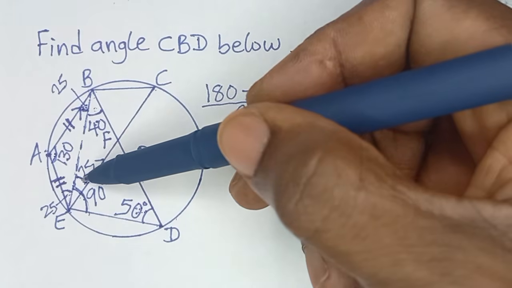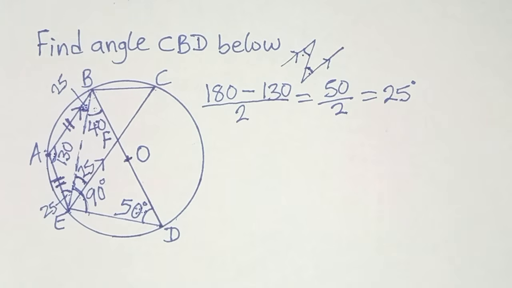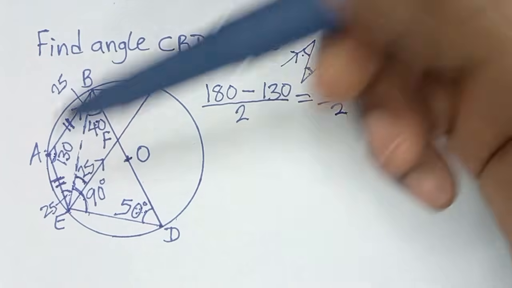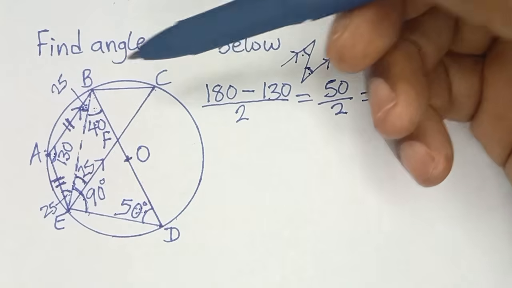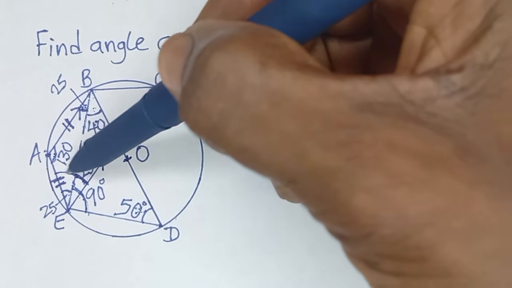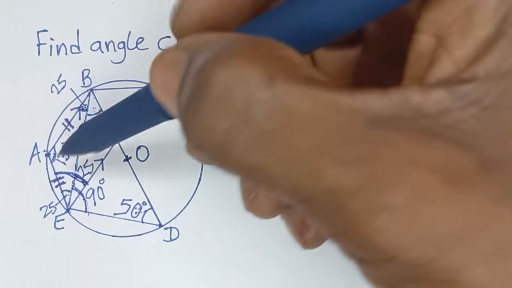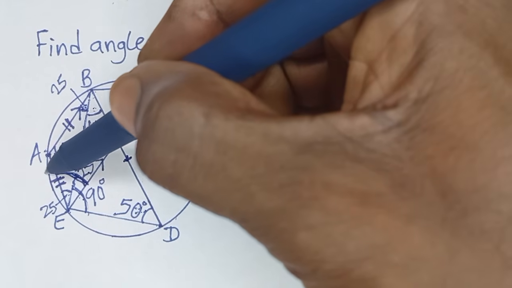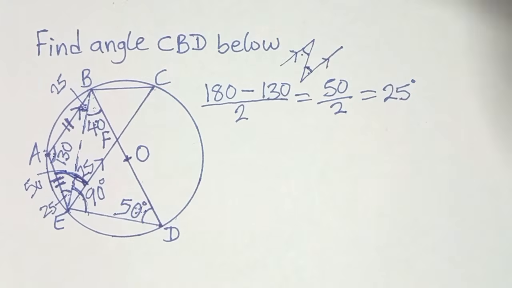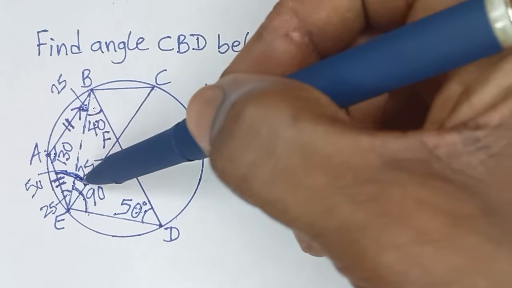So alternate angles are equal. So this is 25. You now agree with me that 25 plus 25 is 50. So that means the whole of this angle now is 50 degrees. Hope you can see that. The whole of this angle is 50 degrees. Let me just put the small 50 here, so that this angle here is 50.